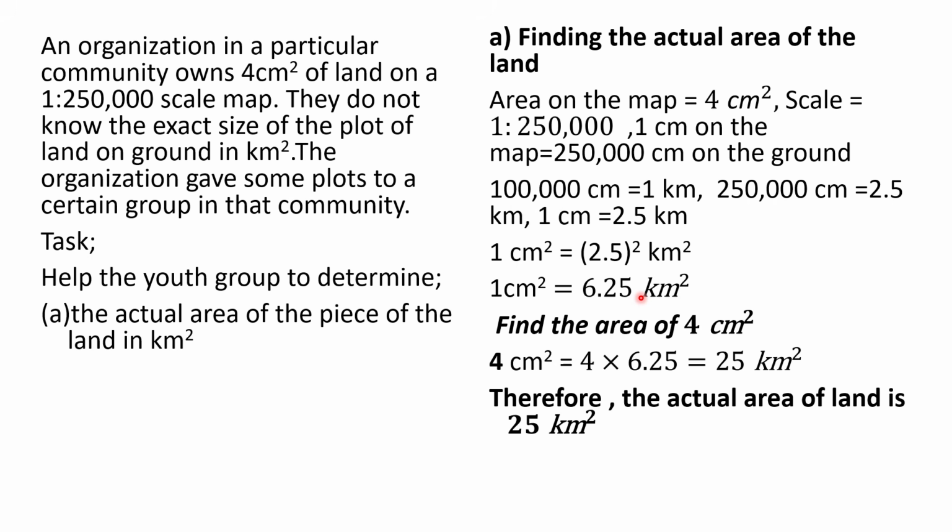Now, finding the area in square kilometers, remember we have on a map, T covers 4 square centimeters. So 1 square centimeter is equal to 6.25. It means that 4 square centimeters would be 4 times 6.25, giving us the result of 25 square kilometers.